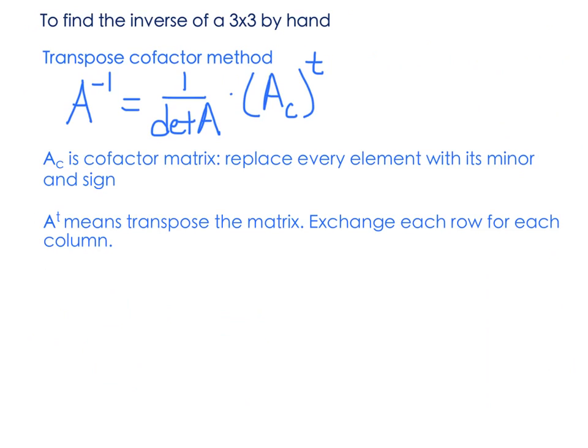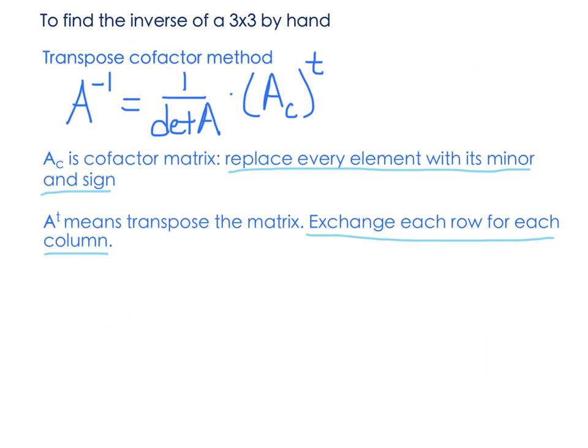All right, and like I said, A sub C is the cofactor matrix. What you do is you're going to replace every element with its minor and sign. And we learned how to do minors yesterday, and we learned about the signs yesterday. And then A to the t power means to transpose it. You just exchange each row for each column.